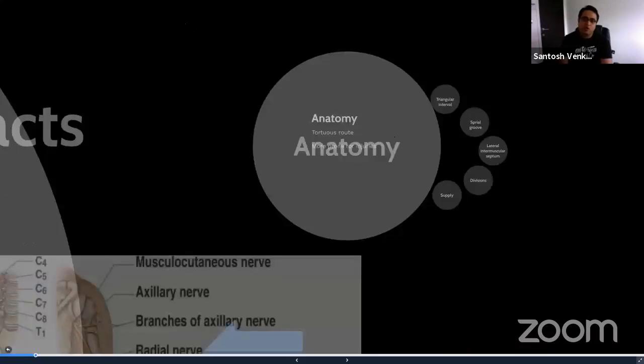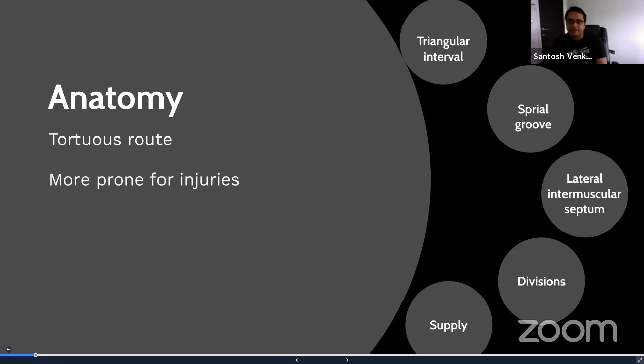So before we go on to knowing how to manage a patient with radial nerve palsy, like anywhere else, we have to go back to our basics, which is the anatomy. As I said before, it's got a tortuous route. It's one of the nerves that starts from the brachial plexus in the front under the clavicle, then goes into the posterior compartment, then runs along the bone, comes into the anterior compartment through the lateral intermuscular septum, and goes again into the posterior compartment. So you can see it's quite a long route.